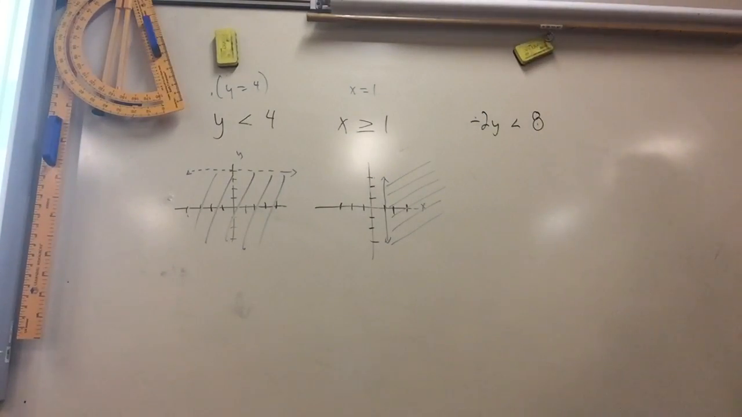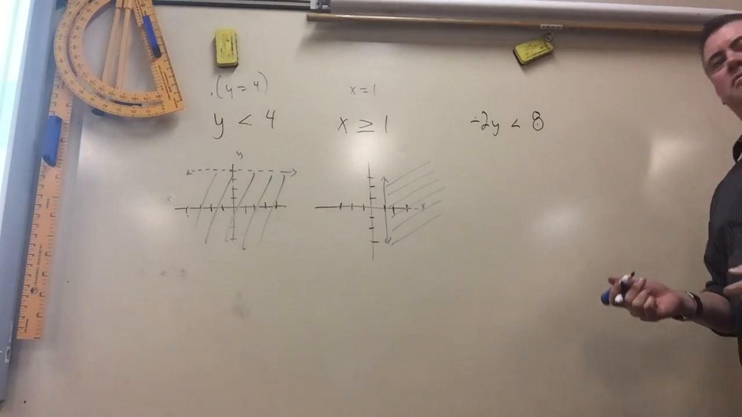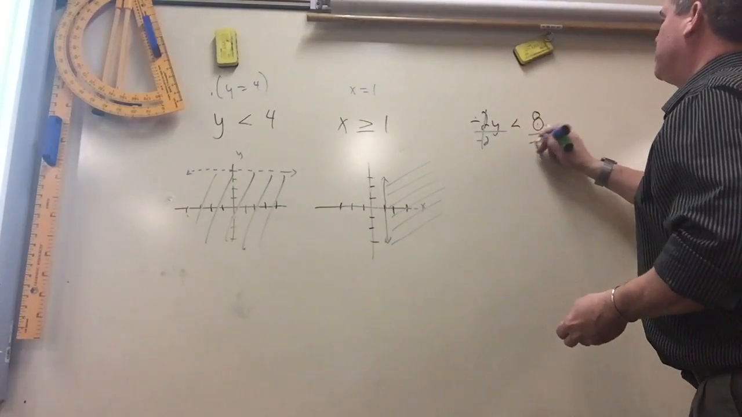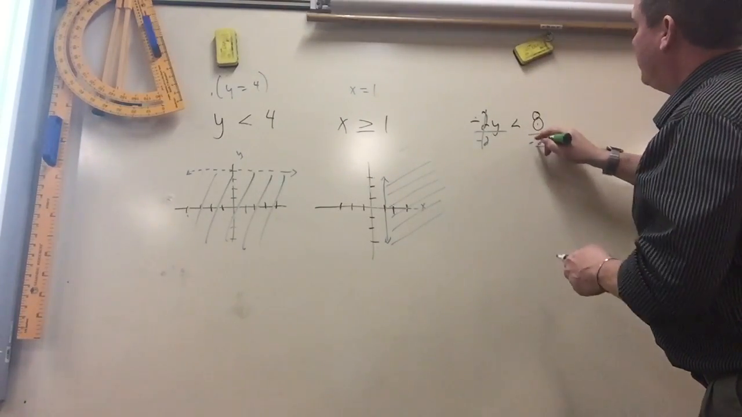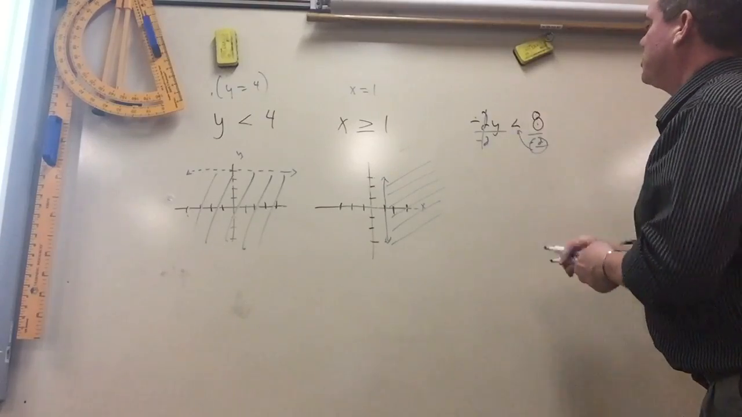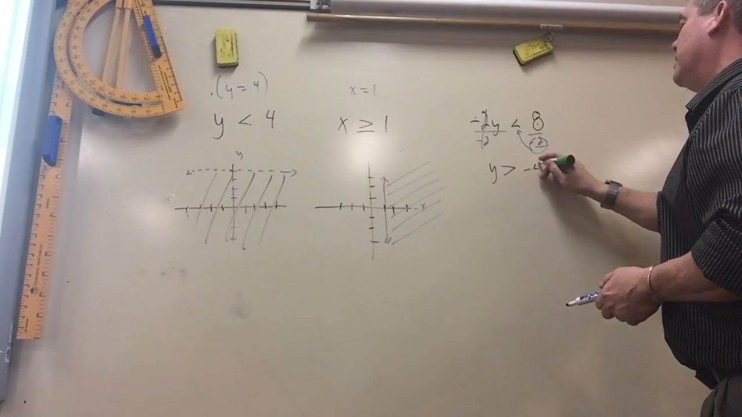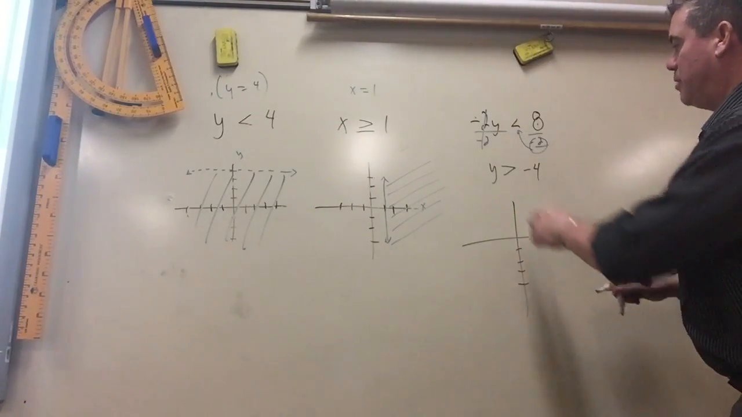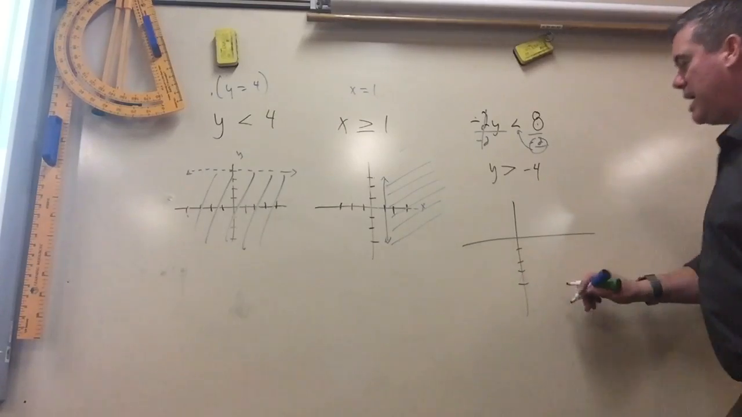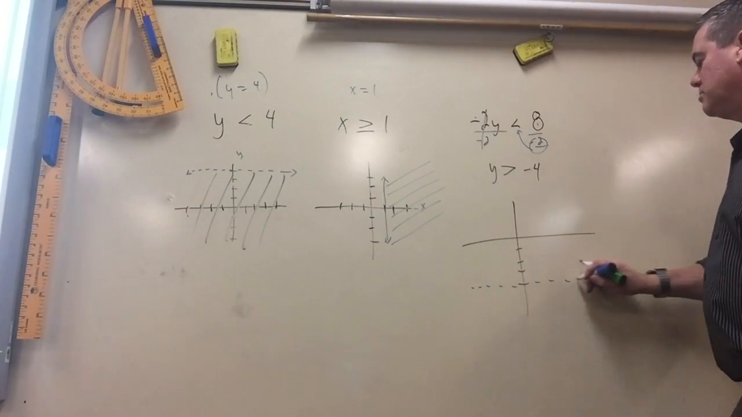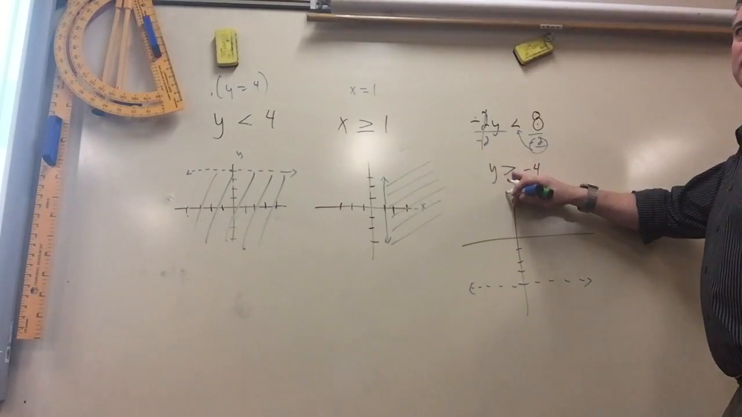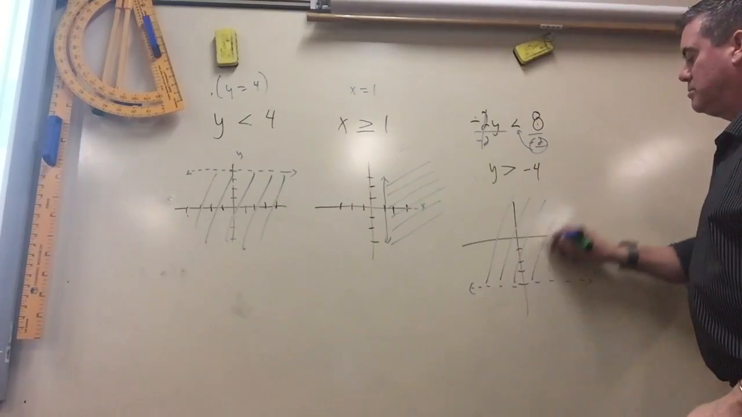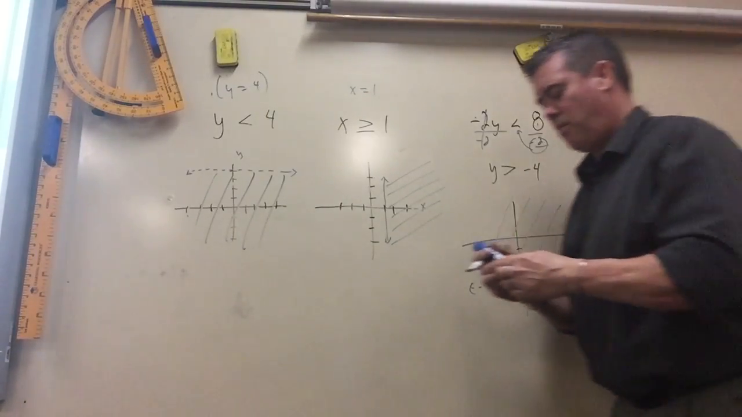So here's one where we got to solve it before we graph it. 5, -2, divide by -2. And switch the sign. Since you're dividing by a negative, right, you gotta remember to switch the sign. So it's y is greater than -4. So that would be a straight line through -4 on the y-axis, dotted. Y is greater than, so it's everything above. Okay?